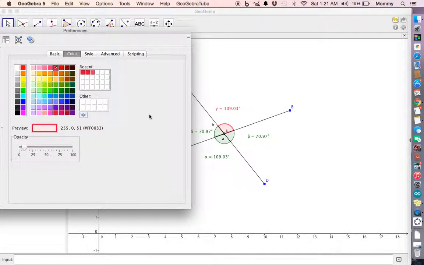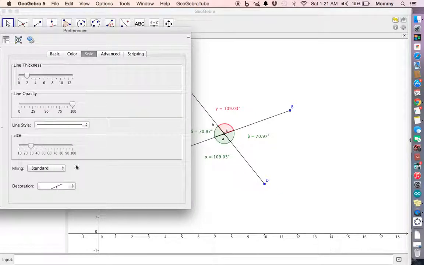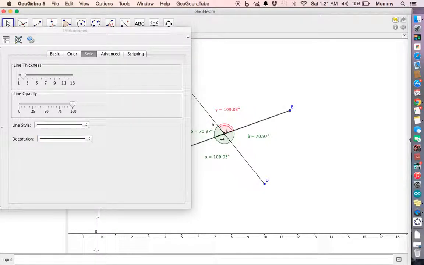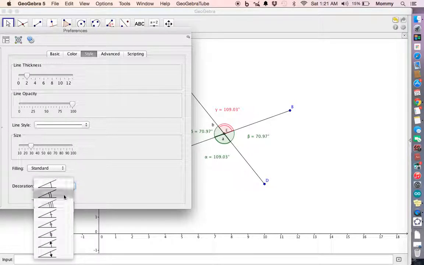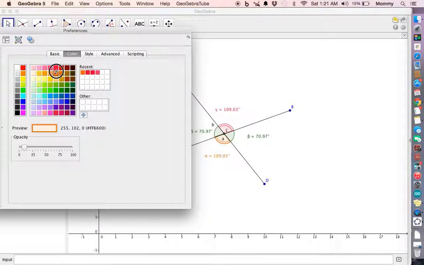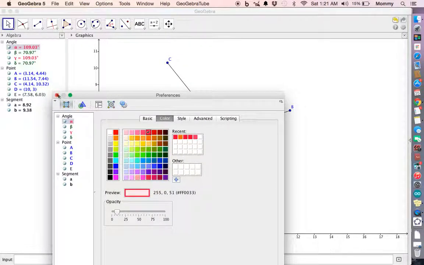Now just right-click on that angle and go to Object Properties. Right-click, go into Object Properties. And then in Style, I can give it this thing that will show that it's different. By them both having those two lines, that means that they're equal. And this one only has one line. They're equal to each other. So now we've marked them.